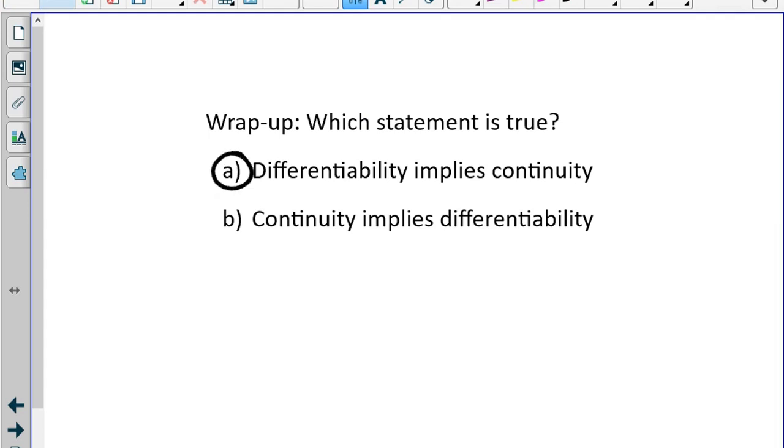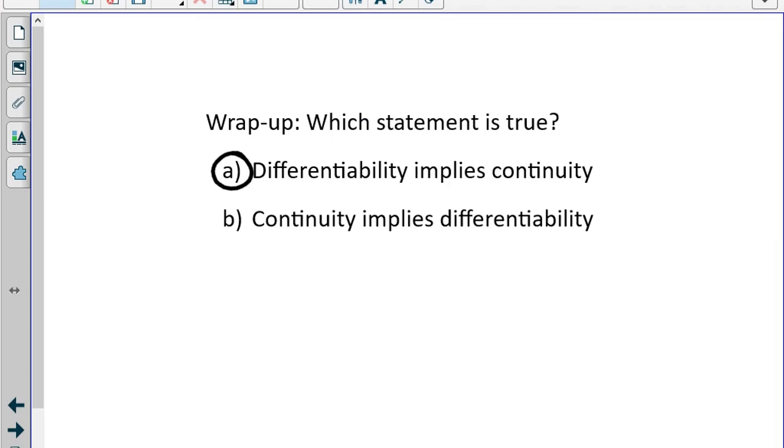Differentiability implies continuity is true, because if something is discontinuous, it cannot be differentiable. That was our fourth rule. Continuity does not imply differentiability, because we had a bunch of cases, for example, the vertical tangent, the corner, and the cusp, where the function was continuous and it was not differentiable.